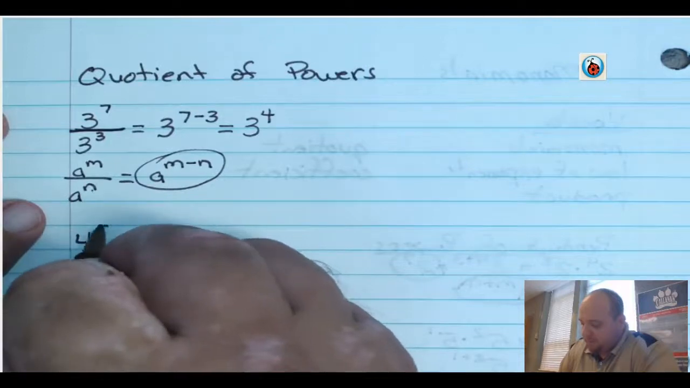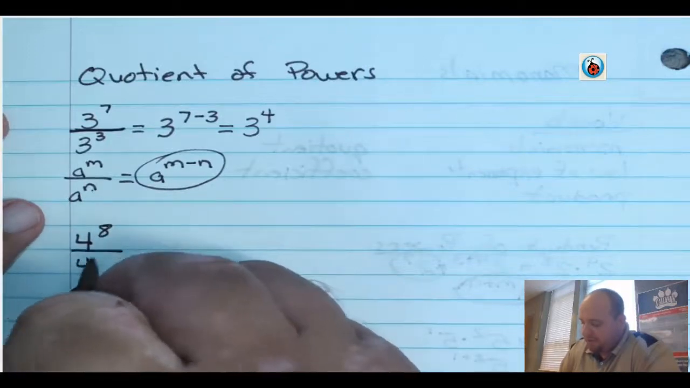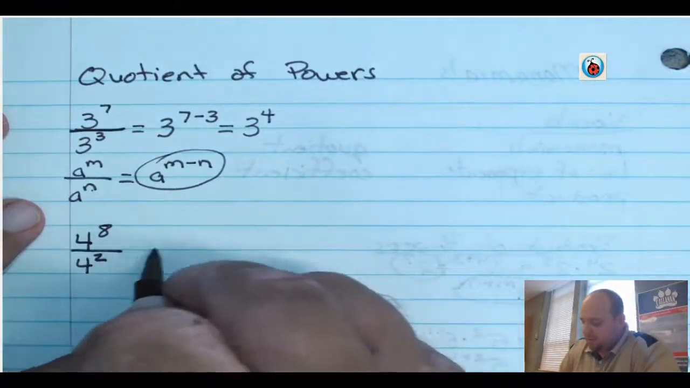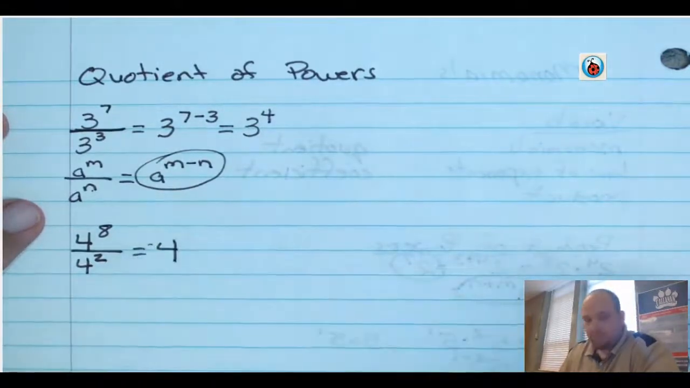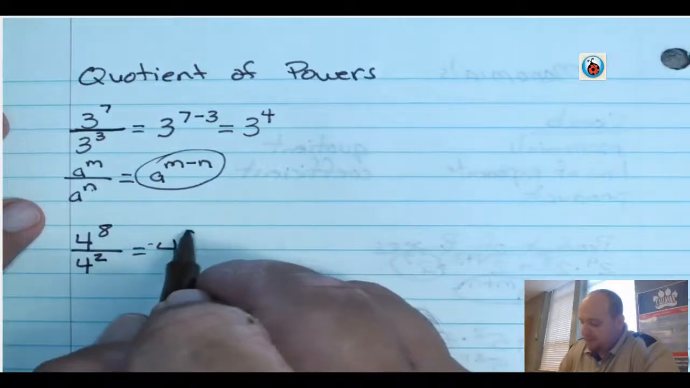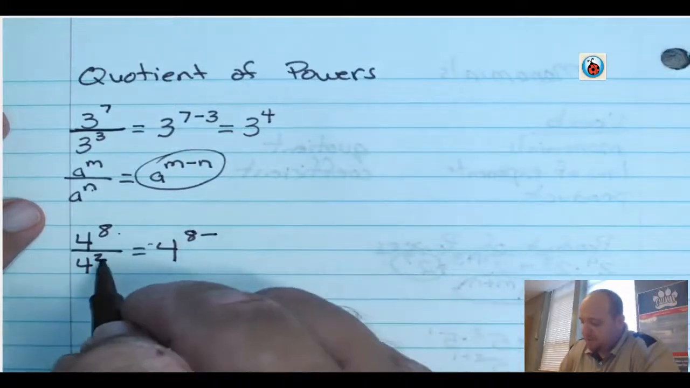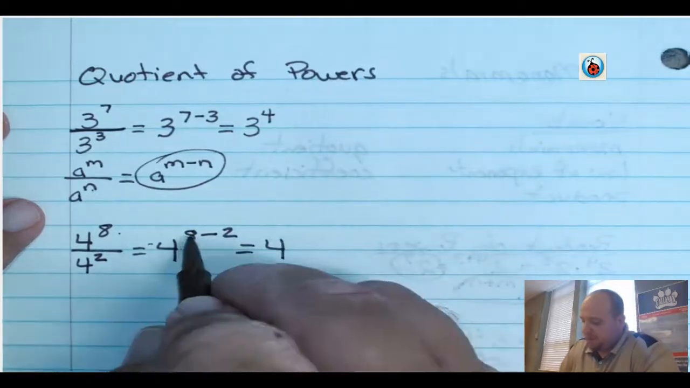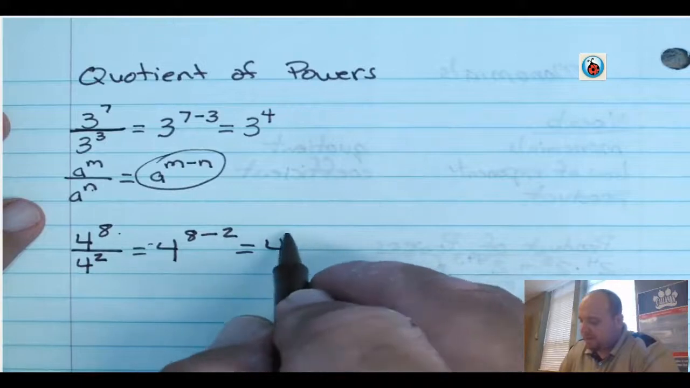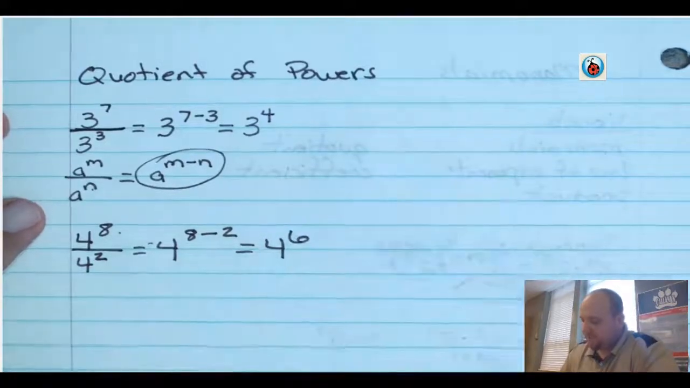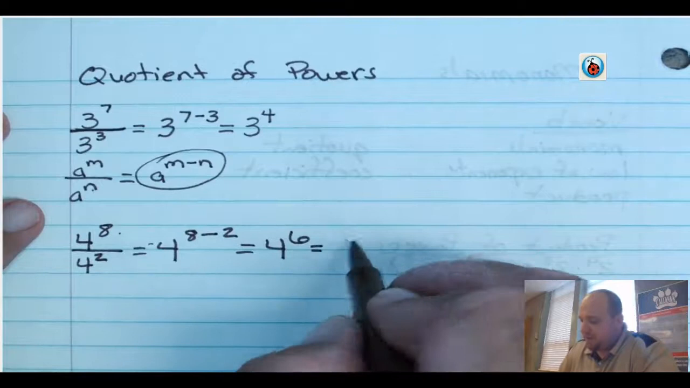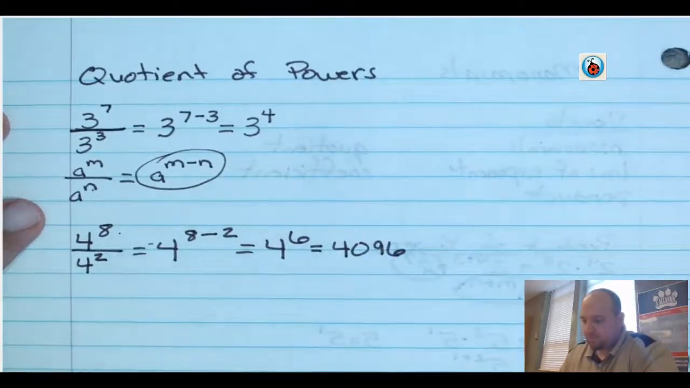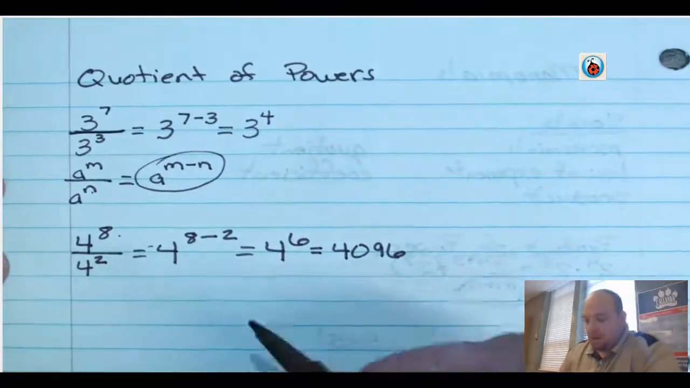4 to the 8th over 4 to the 2nd. Base in this case would be 4, so I'm going to write a 4. I'm going to take the exponent of 8, because that's the top exponent. I'm going to subtract it from the bottom exponent, which is 2. Keep the base of 4. I do the subtraction of the exponents, 8 minus 2, which gives me 6. If I wanted to evaluate 4 to the 6th power, I would find out that that solution would be 4,096. Right. Let me show you another one.